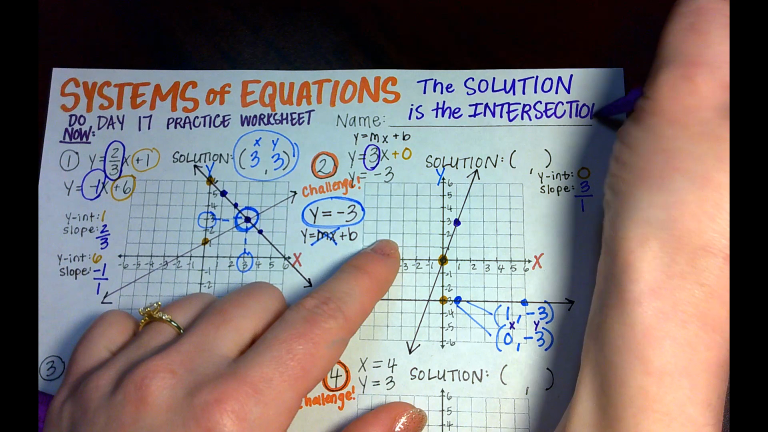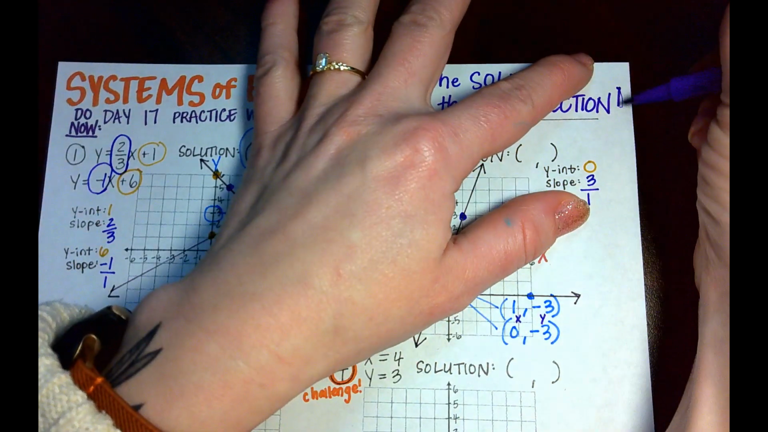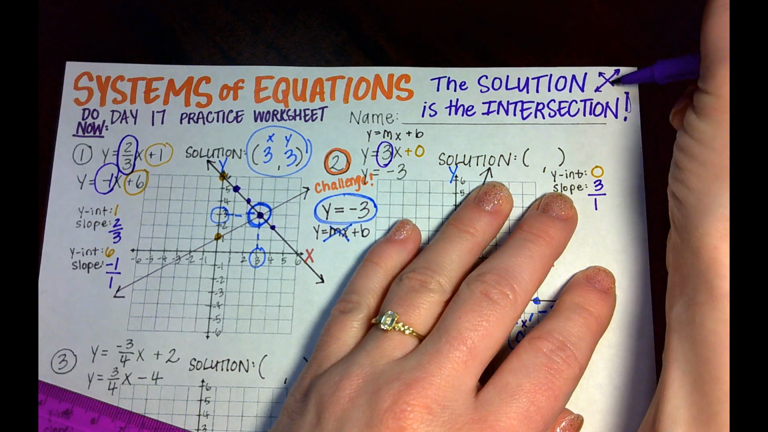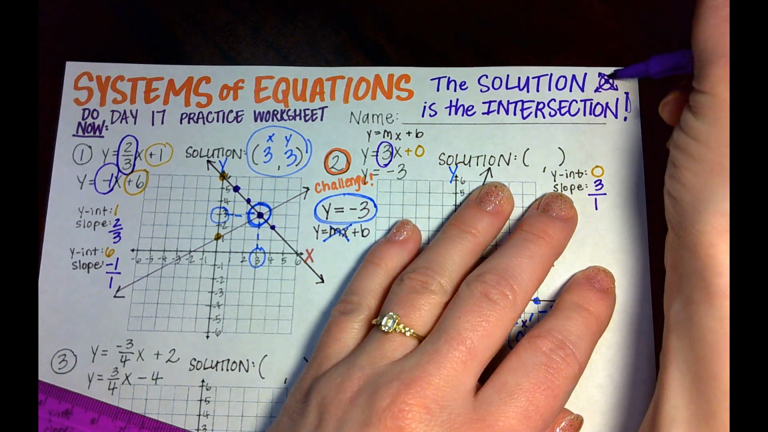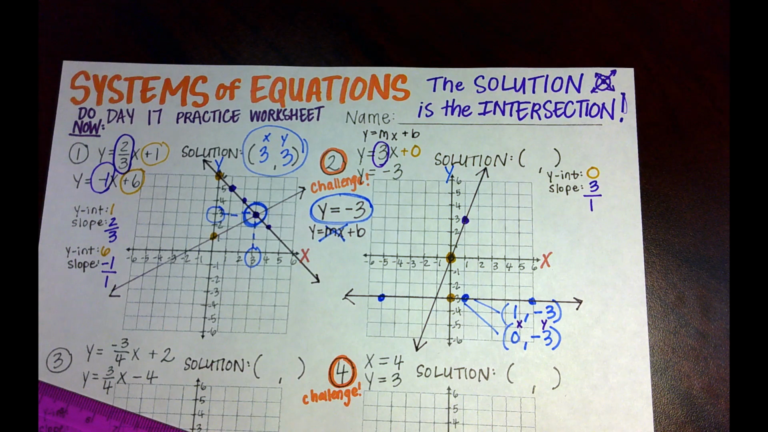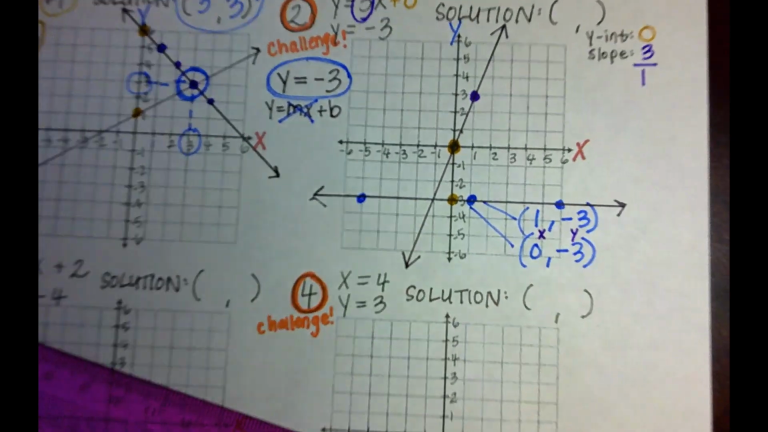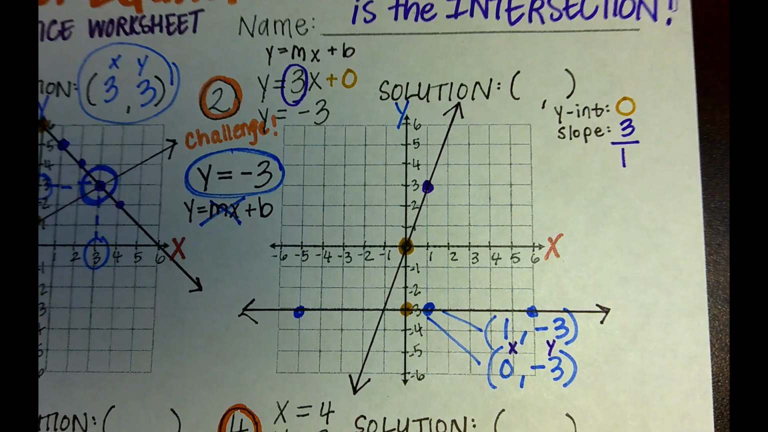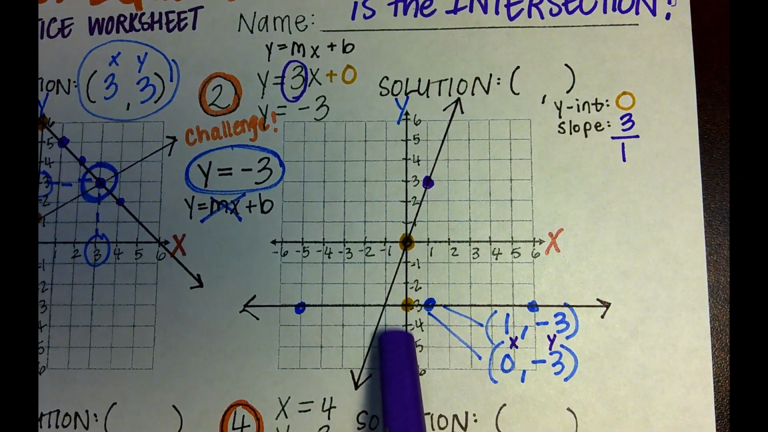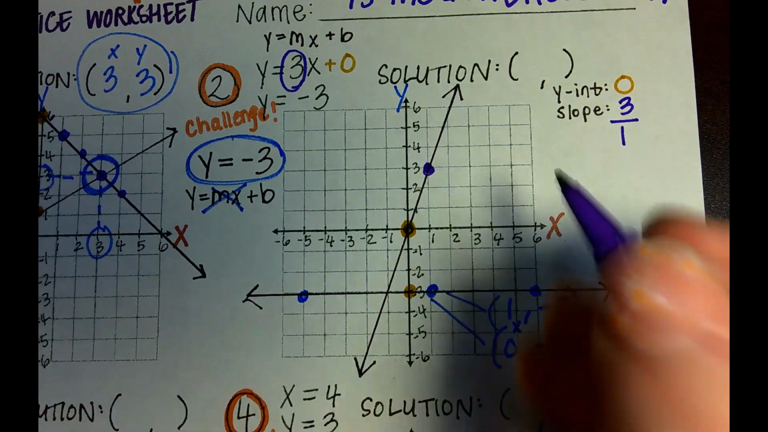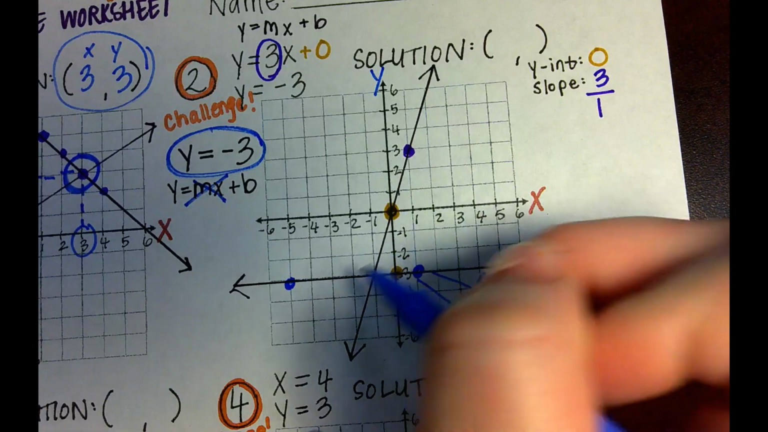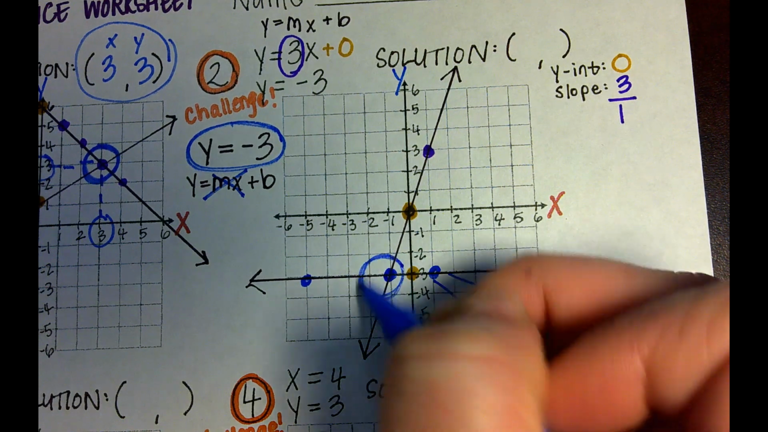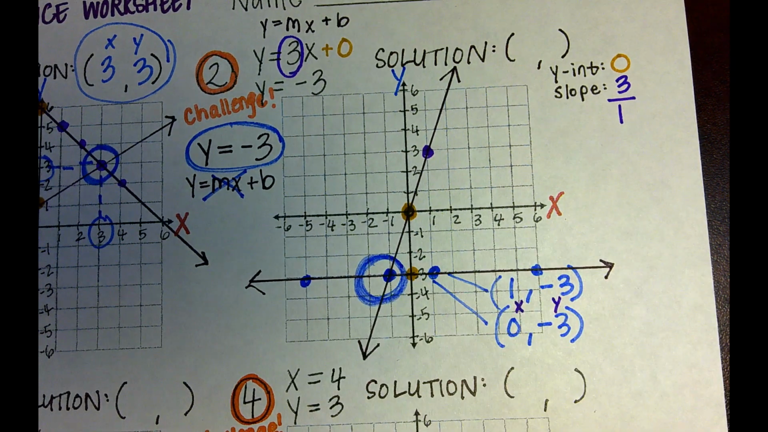So then we'll look at this one. If I have lines like this, it's whatever the point is where they are crossing each other. So where do these lines cross? Is it -1, -3? Yes. So I'm going to mark that. This is my intersection. This is where the lines are crossing. And I'm going to circle it. That's what threw me off because I was looking for the dot.